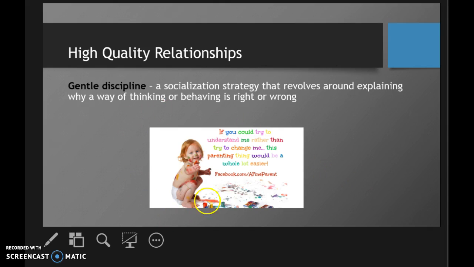Why did I paint the wall red? But talking through it, not just having a one-way discipline or screaming fest, but talking about how to undo the harm, how to apologize or share. And students with caregivers who actually use that gentle discipline rather than power assertion show more positive social development in the long run. So having that conversation is critical and so important, especially with young children that are trying to understand the world and make sense of it. So not just my way or the highway, but here is why.